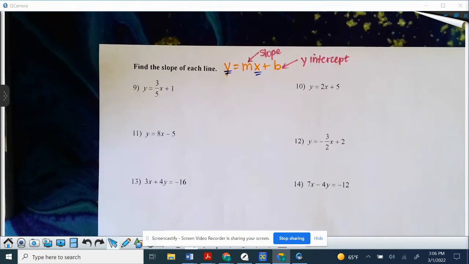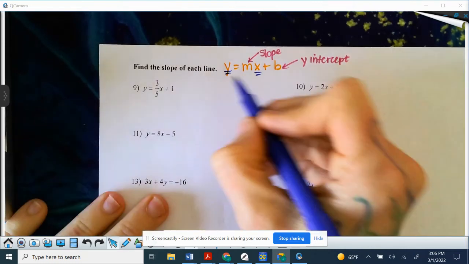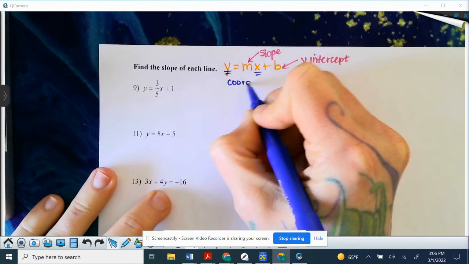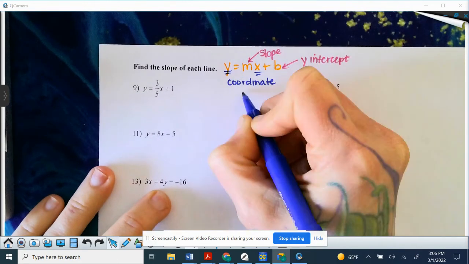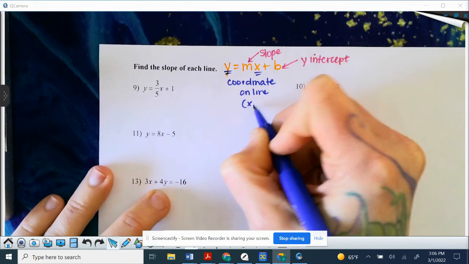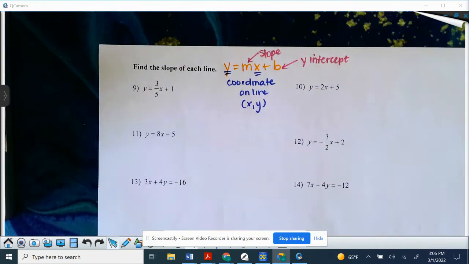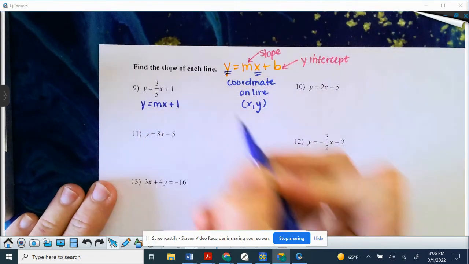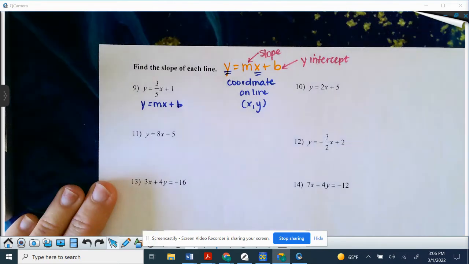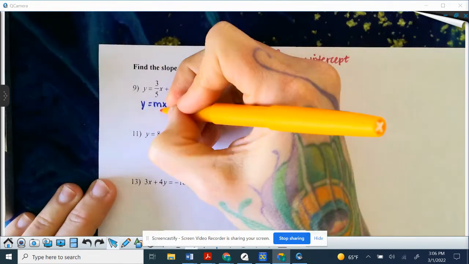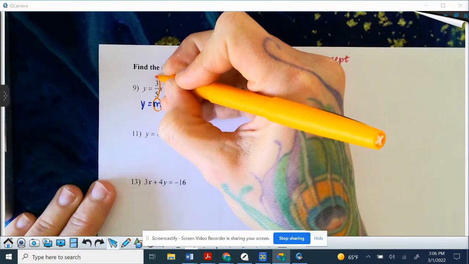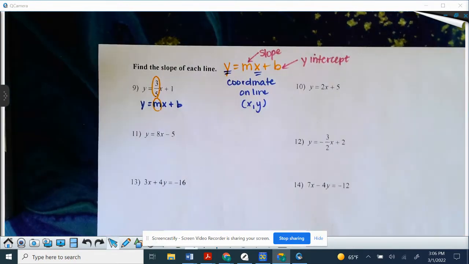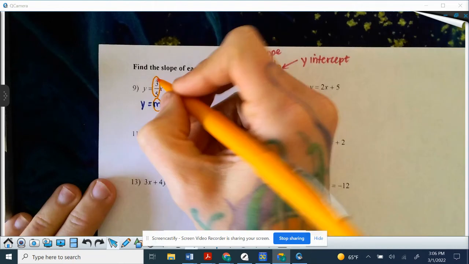They're two different things. X and y is a coordinate, any coordinate that might fall on that line. So it has a job, and its job is not slope, and its job is not y-intercept. Its job is just that I exist on this line. So looking at number 9, y equals mx plus b. If I'm looking at these numbers and how they line up, m is the number in front of x. It's the coefficient attached to x. So when looking at slope-intercept form, 3/5 is our slope.